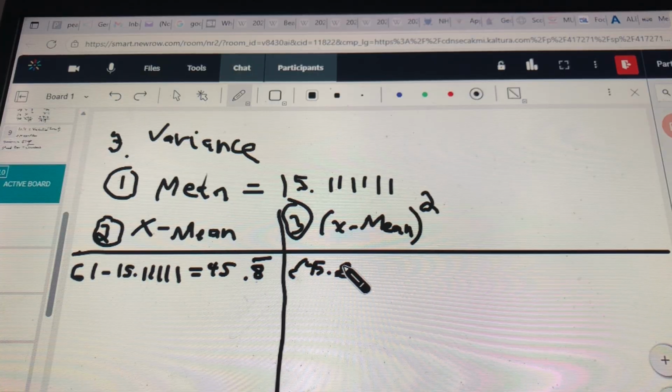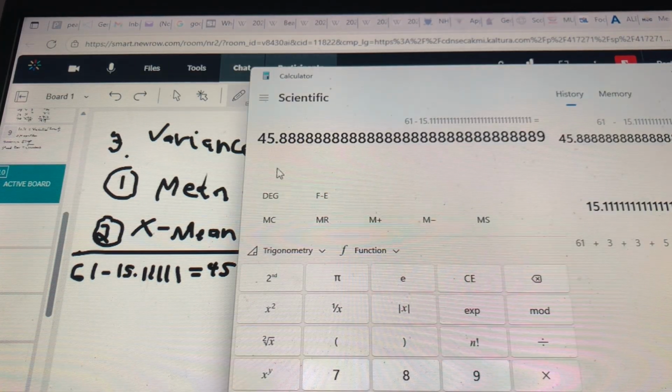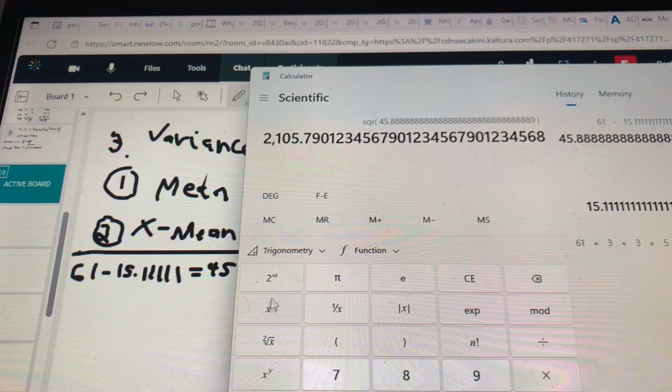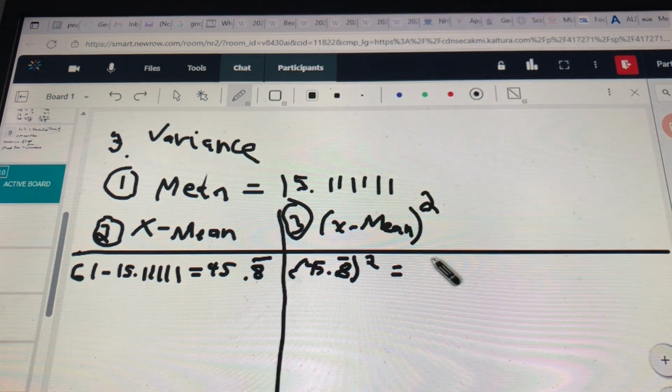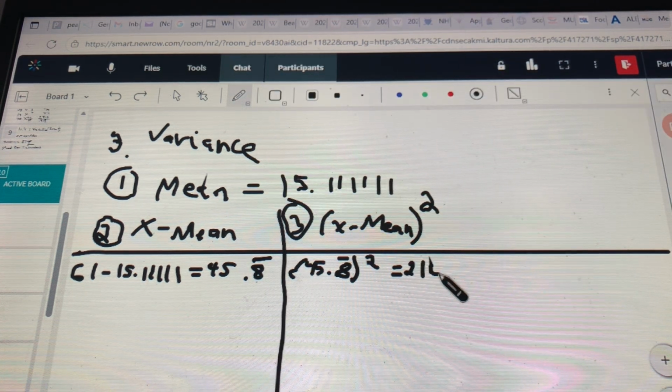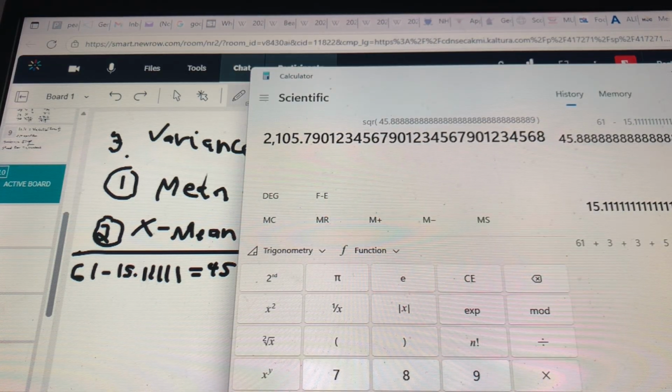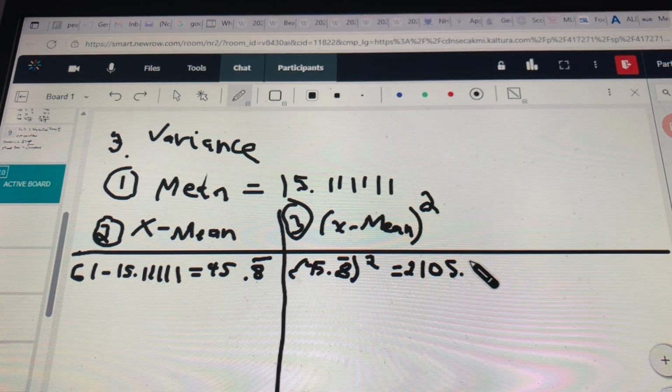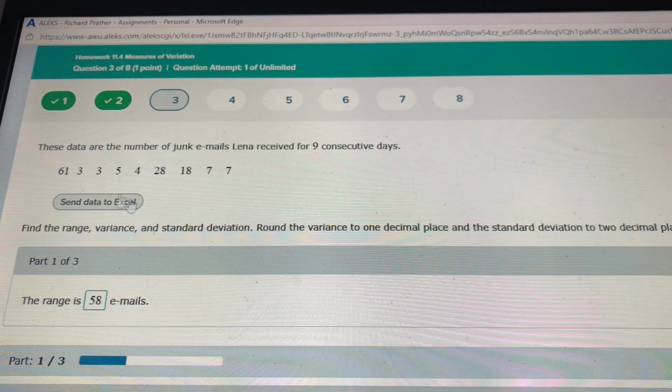So now you need to take 45.8 repeating and square it. What's nice is I have it on my screen. I can just hit the squared button right now. 2105. And now this is an issue too. I'm going to round to 4 decimals, 7901. Every time you round, though, it can make the answer off a little bit. They definitely should have started with an easier problem than this.